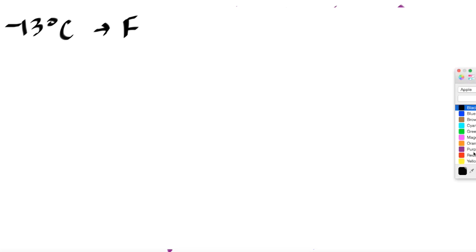All right, so this is another temperature problem. You have negative 13 degrees Celsius, and we're converting that to Fahrenheit. Let's go to page 26 and get that formula.